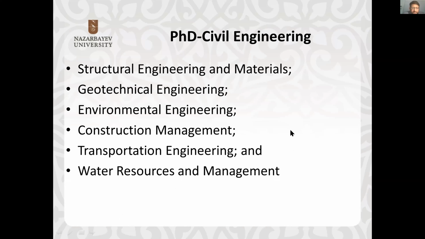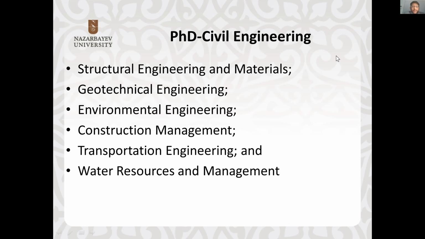Now, these are the 6 areas in which we have sufficient good quality faculty members. You can choose any of the key areas. For example, you can decide to work in the area of structural engineering, geotechnical engineering, environmental engineering, construction management, transportation engineering, and finally, water resources and management. We also have some professors who are also working in the area of GIS.